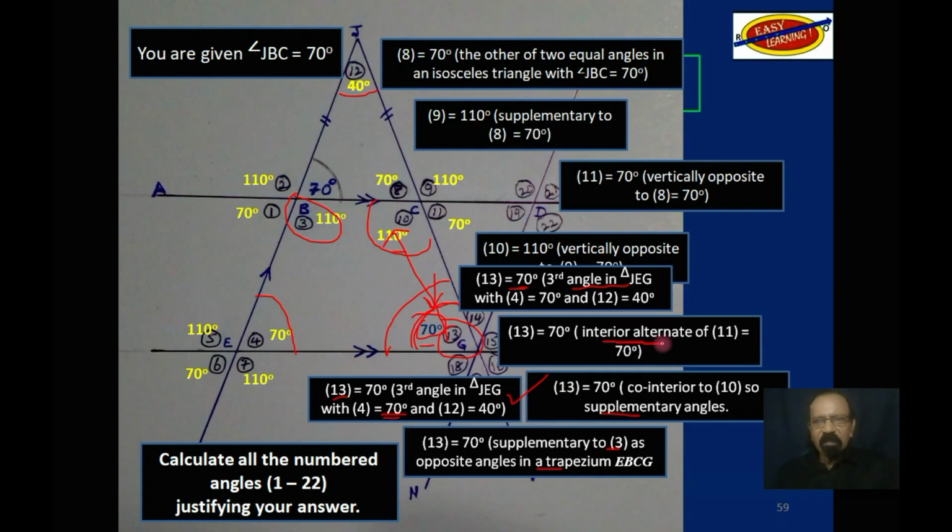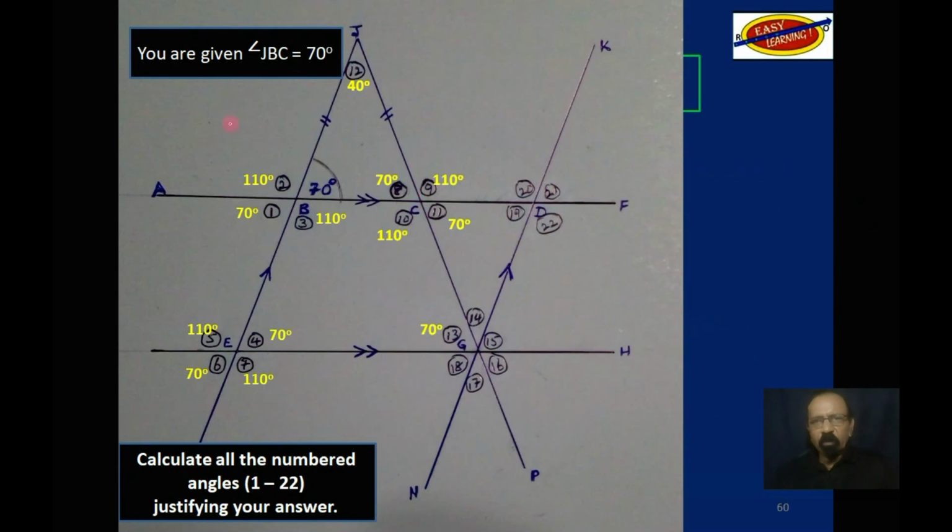It's interior alternate to 11. You may not see it here. This angle here and that angle there. There are 2 parallel lines here and there is a transversal. That is interior alternate to that. So we have 1, 2, 3, 4, 5 reasons for this being 70 degrees. Now remember, you don't have to give all 5 reasons. 1 reason would be sufficient. So at this point, we know all of those.